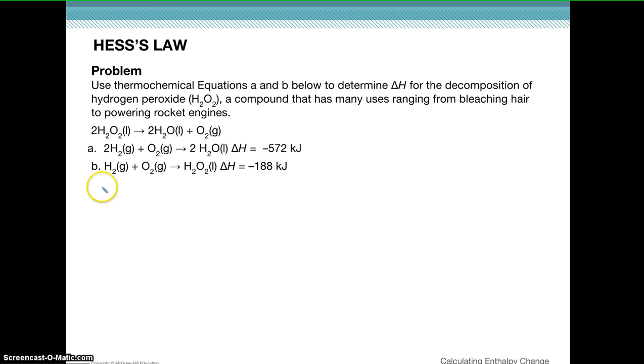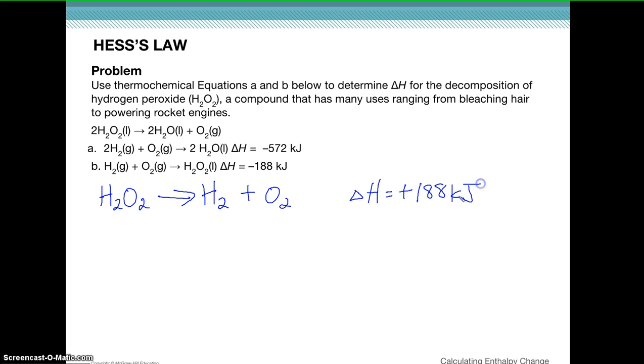So we're going to write equation B, H2O2 yields H2 plus O2, and that's going to change its delta H from negative 188 to positive 188 kilojoules. Now we have H2O2 in the reactants like we want, but we only have one here and we want two. So we're going to multiply this whole reaction times 2, which is going to multiply our delta H times 2. Okay, so now that looks good.